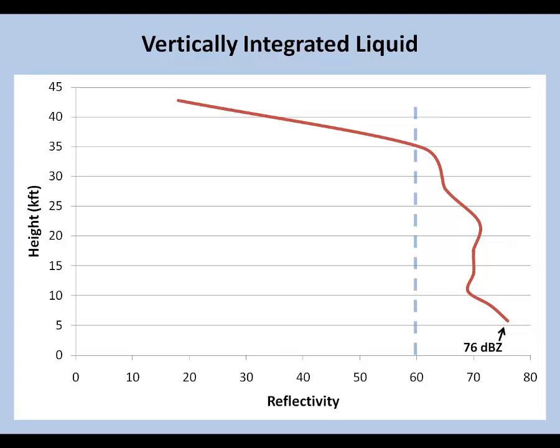Okay, so now you see all of this 60 and 76. What would you think the VIL number would probably be for a storm like this? Probably pretty high.